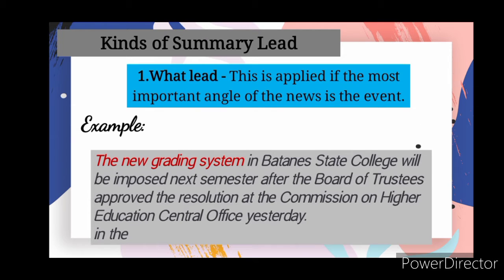Next, we will talk about the kinds of summary lead. First is the what lead. This is applied if the most important angle of the news is the event. For example: the new grading system in Batanes State College will be imposed next semester after the Board of Trustees approved the resolution at the Commission on Higher Education Central Office yesterday. So the new grading system answers the what.